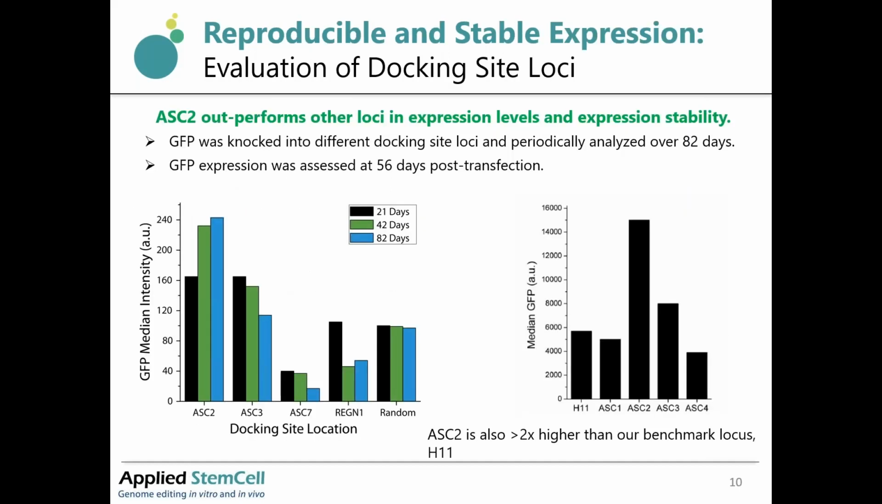To further evaluate the docking site, several other loci were found and assessed. As a result, ASC2 outperformed other loci in expression levels and expression stability. As shown on the left side, when using GFP as a marker, the ASC2 site showed the highest GFP expression level and kept stable over 82 days. Compared to the H11 site, as the data on the right side show, ASC2 showed over twofold higher GFP expression level than H11 after 56 days post-transfection.